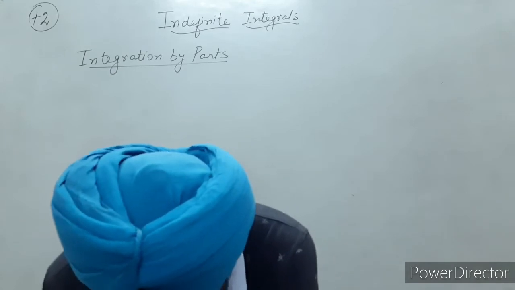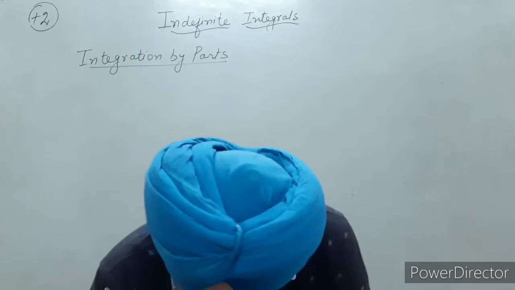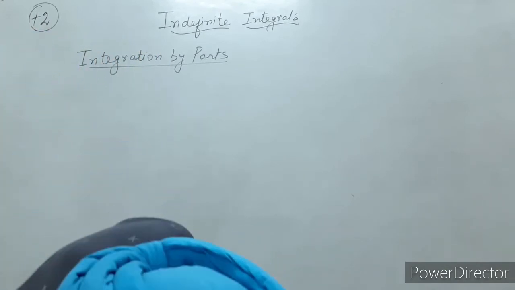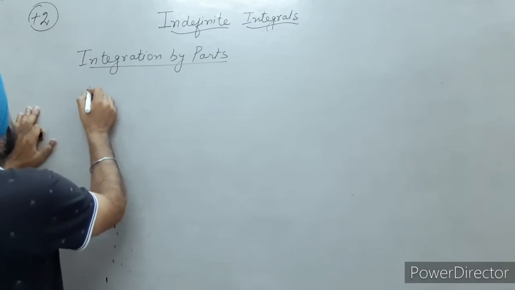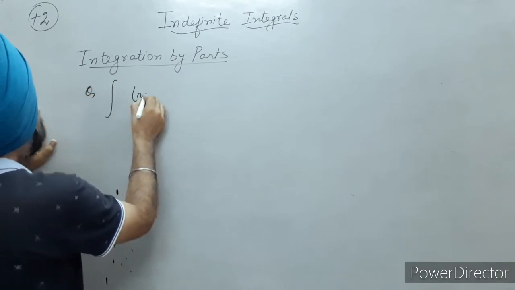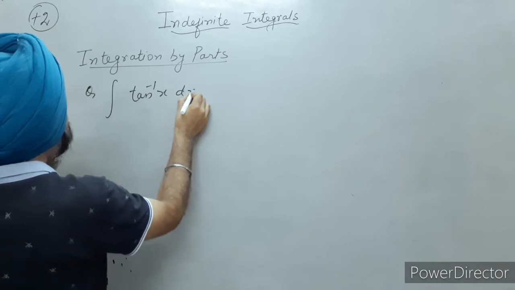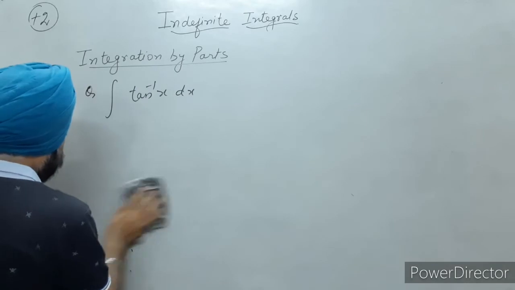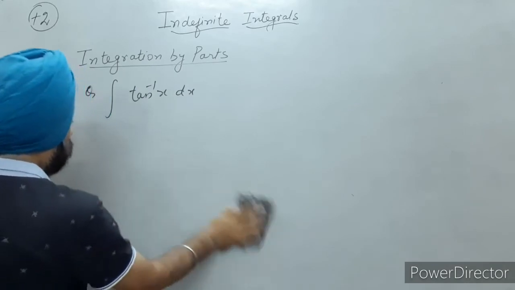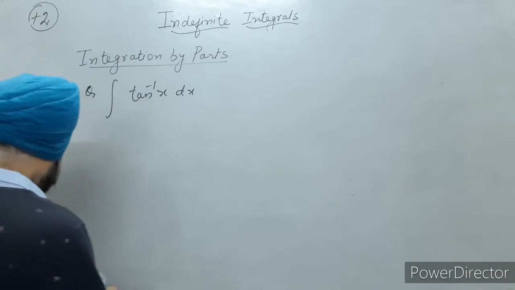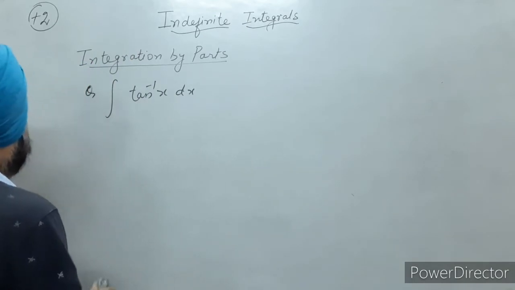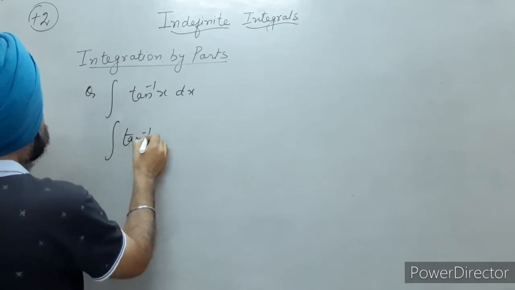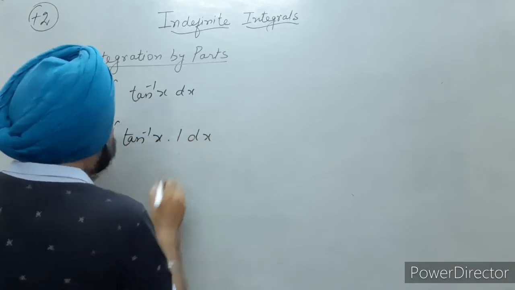Now the question is the integral of tan inverse x dx. Now how to integrate it? In the beginning, when I was discussing the UV rule, I discussed how to integrate sine inverse x if it is all alone. So what I will do is write down the integral of tan inverse x into 1 dx.